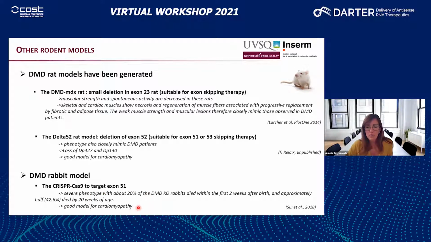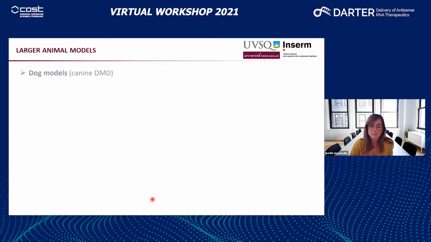although it's a good model for cardiomyopathy. But in that case, you may wonder, and that's one of the topics that we should discuss, what's the advantage of having a rabbit over a rat, for example? The phenotype looks quite similar. Some people may argue that rabbits are easy to breed. So then it also depends on your animal facility and what's easier for you to have as a model.